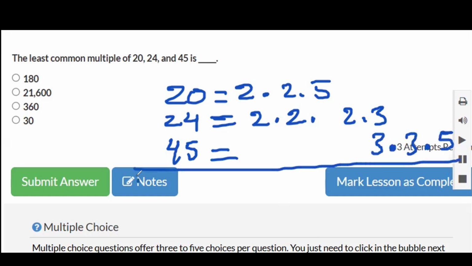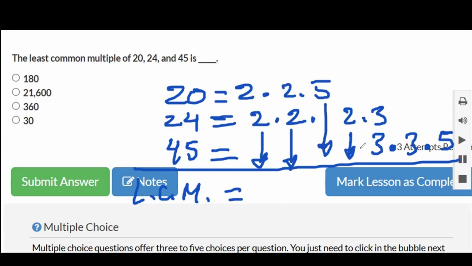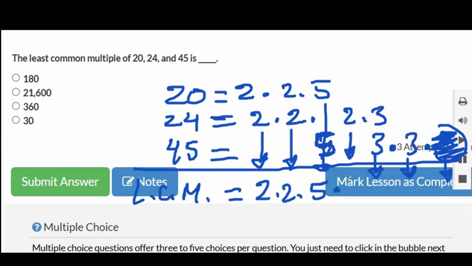So what is the least common multiple? It would be 2 times 2 times 5, times another 2, times 3 times 3, again times 5. No, this 5 here. Oh, I made a mistake. Oh, okay. So 5 once only. So 2 multiplied by 5 multiplied by 2 multiplied by 3 multiplied by 3.